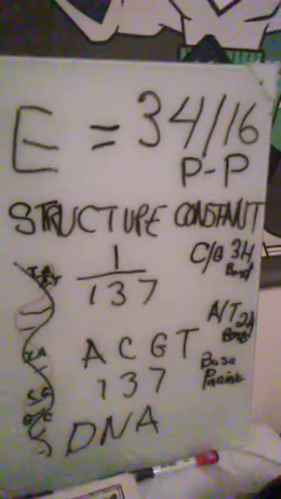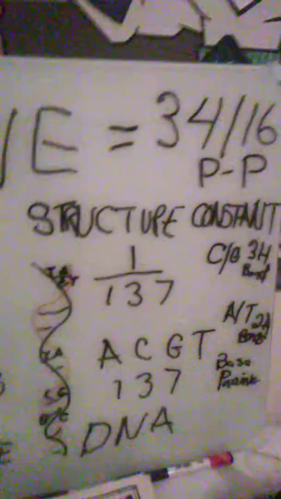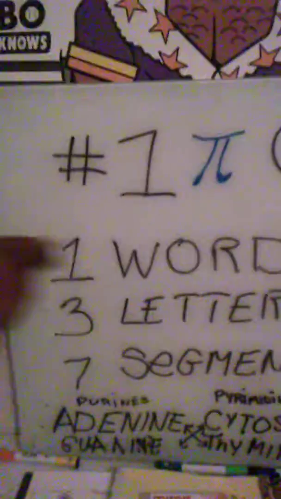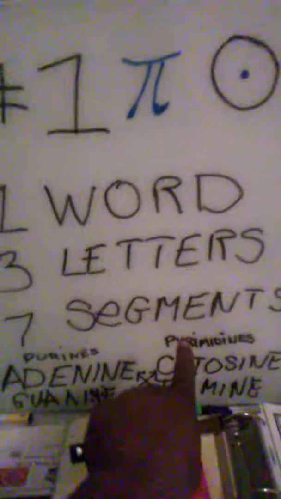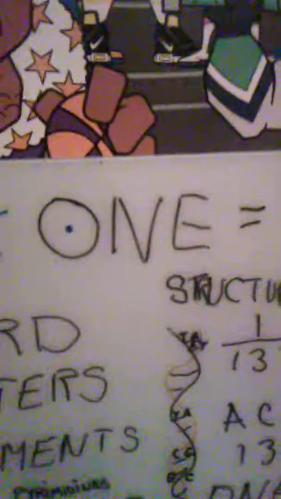We're talking about DNA, RNA. That's what we're talking about. Information that's hidden right in plain sight. We're discussing the number 1. Again, the number 1 is one word, 3 letters, 7 segments. And we understand that that one word and those 3 letters and those 7 segments are sitting right here in front of our face.